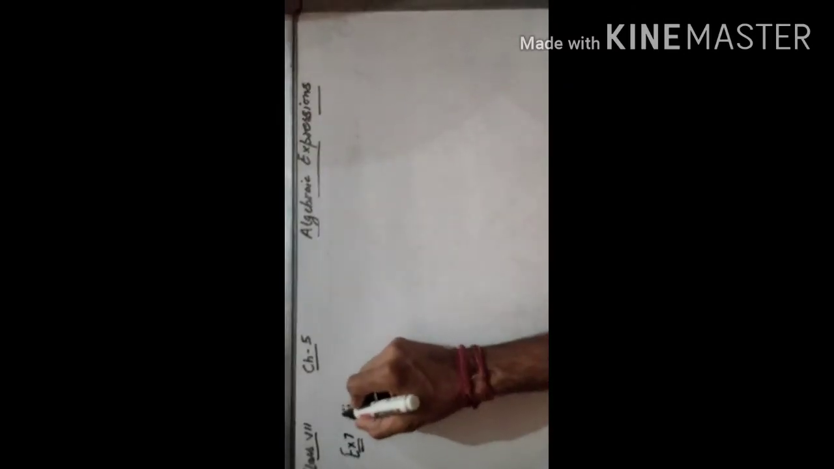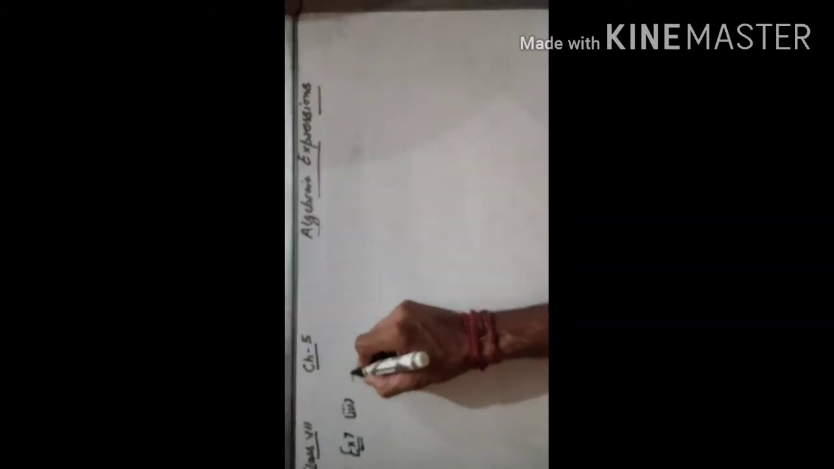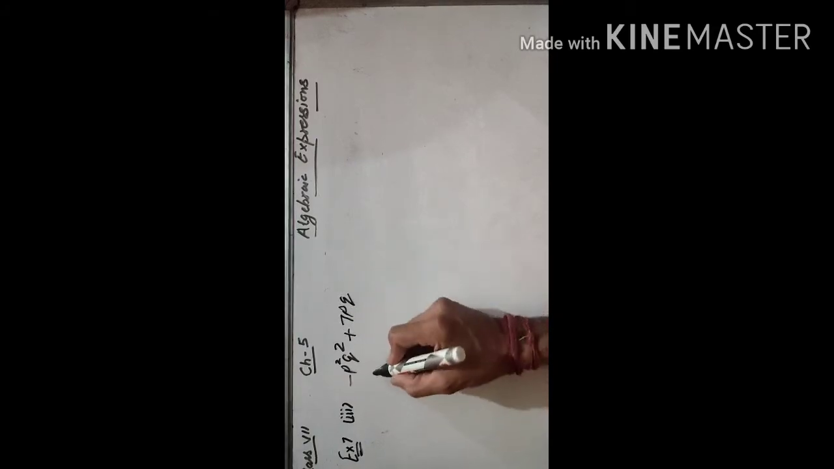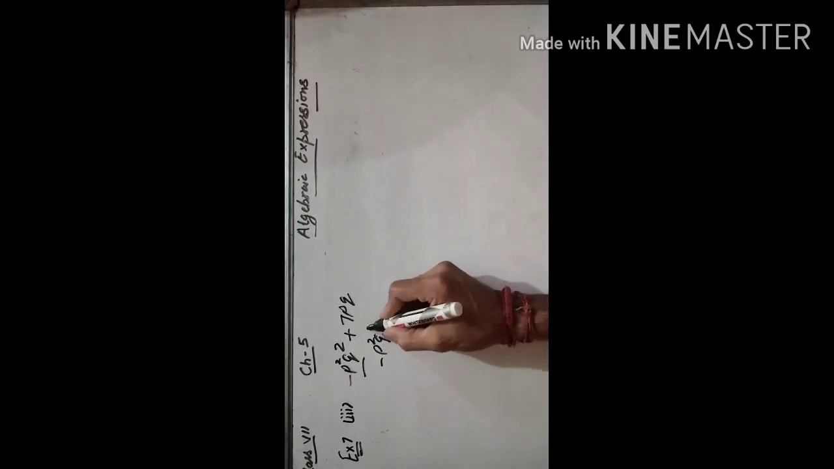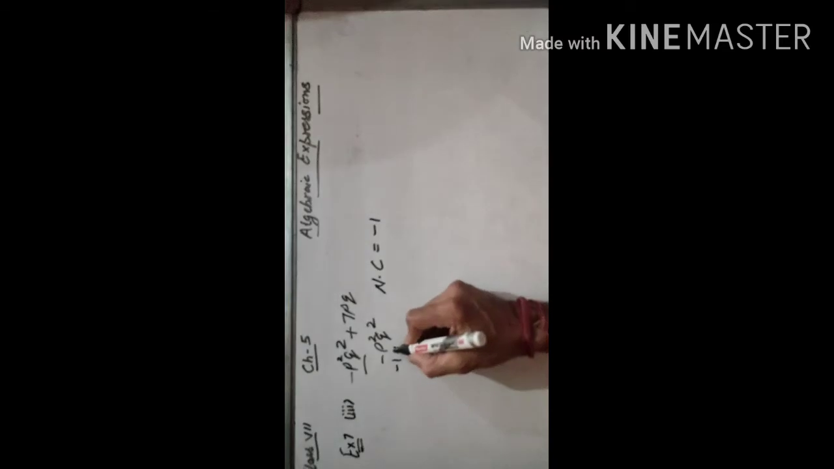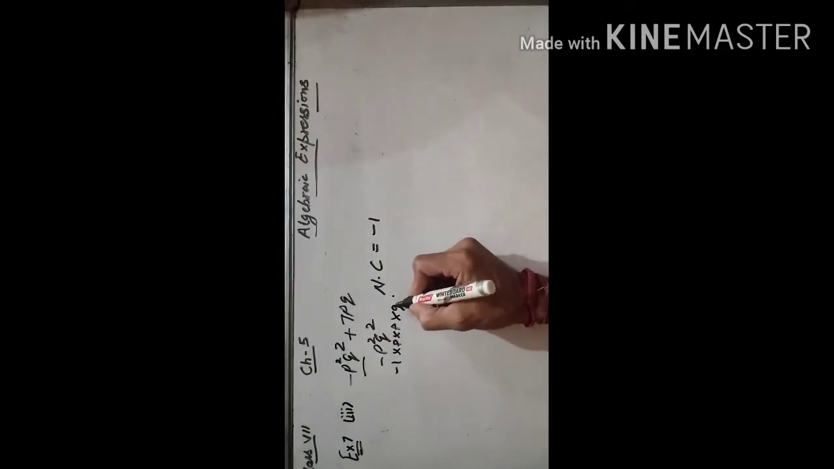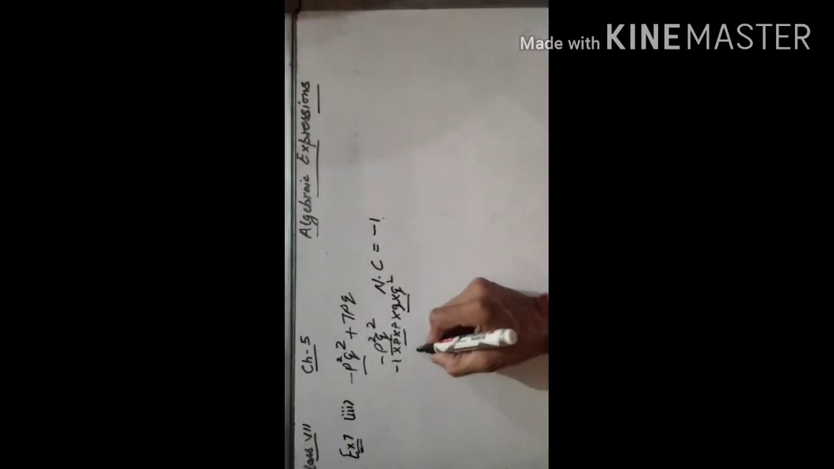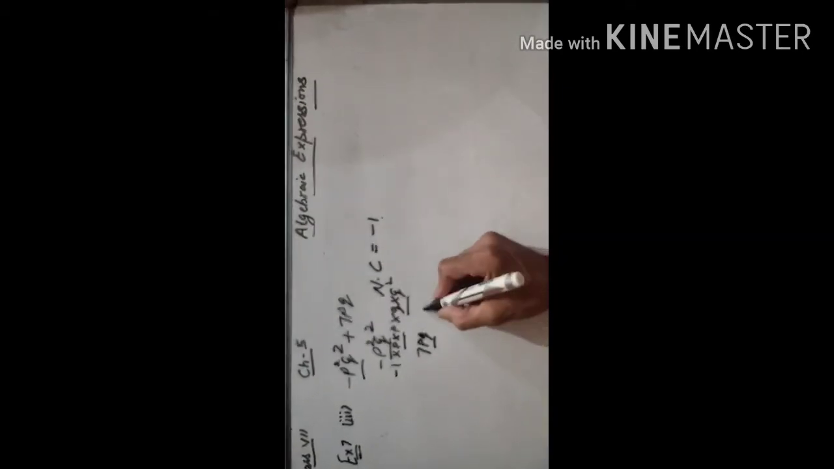Now the third part is minus p square q square plus 7pq. First term is minus p square q square, numerical coefficient is equal to minus 1, because this is minus 1 into p square into q square, q into q. So the numerical coefficient of p square q square is minus 1. And the next term is 7pq. Again p and q are multiplied, and the numerical coefficient of pq is 7.